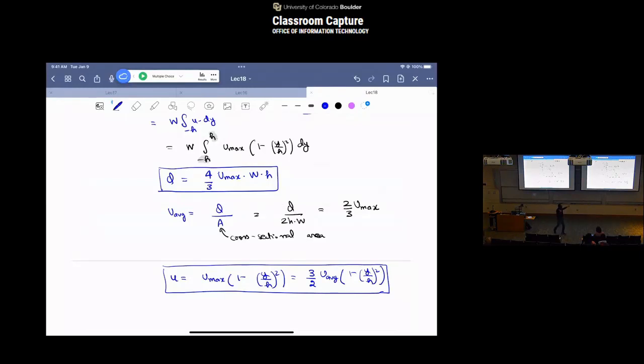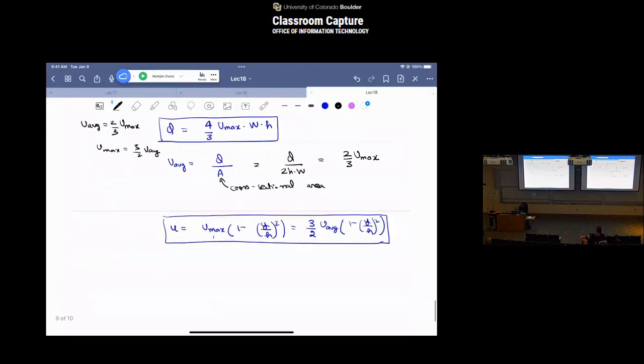So it is 3/2, right? Because u max is equal to... so you're right. It is u average is equal to 2/3 of u max. So u max is equal to 3/2 of u average. So that's what I'm using. I'm replacing u max as 3/2 of the u average. Make sense? Have I written something wrong?